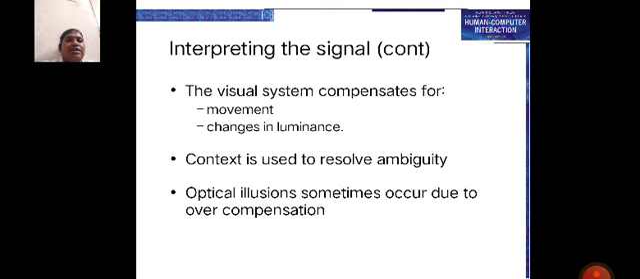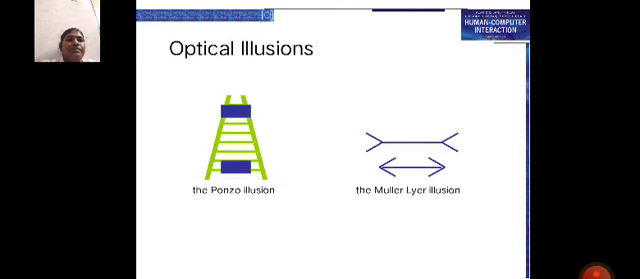Context is used to resolve ambiguity. Optical illusions sometimes occur due to overcompensation. These are two types of optical illusions included in this human computer interaction component. The Muller-Lyer illusion: one line is coming inwards and another one is going outwards. The other is a ladder-like illusion, which I've mentioned prior.